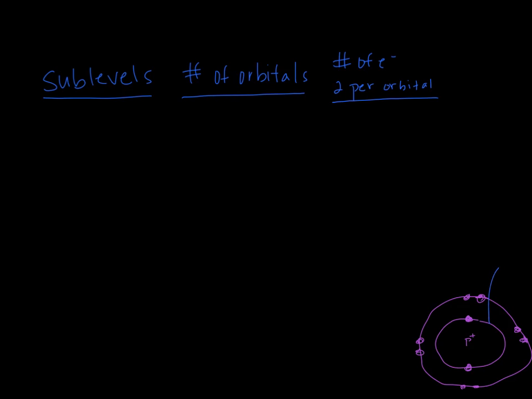Well, the first ring is where n is equal to 1, and the second ring is where n is equal to 2. And n is called the principal quantum number. It's just the energy level.